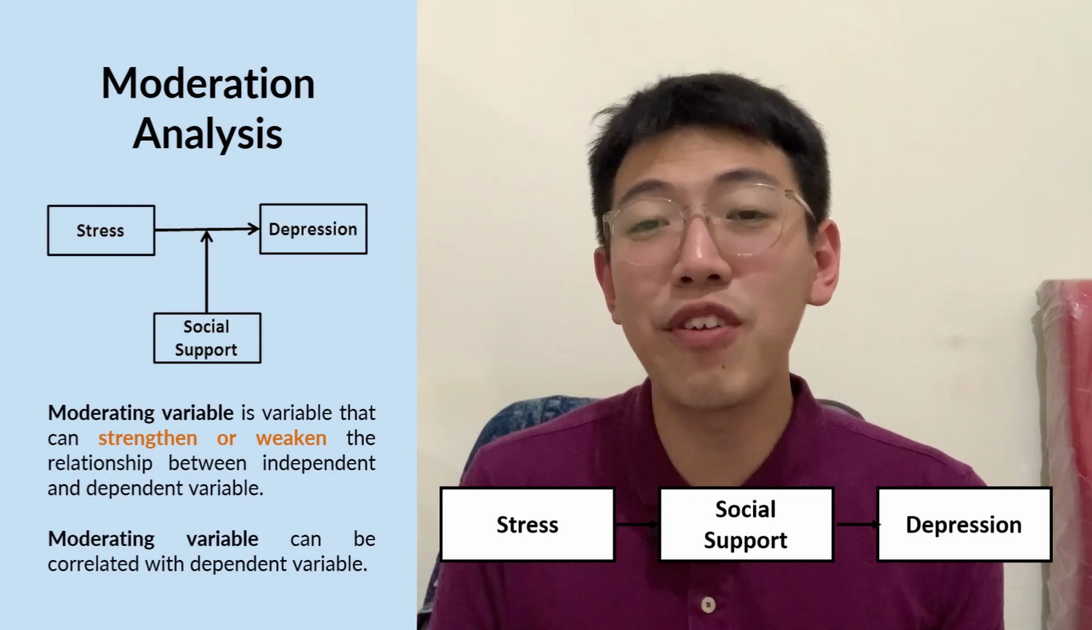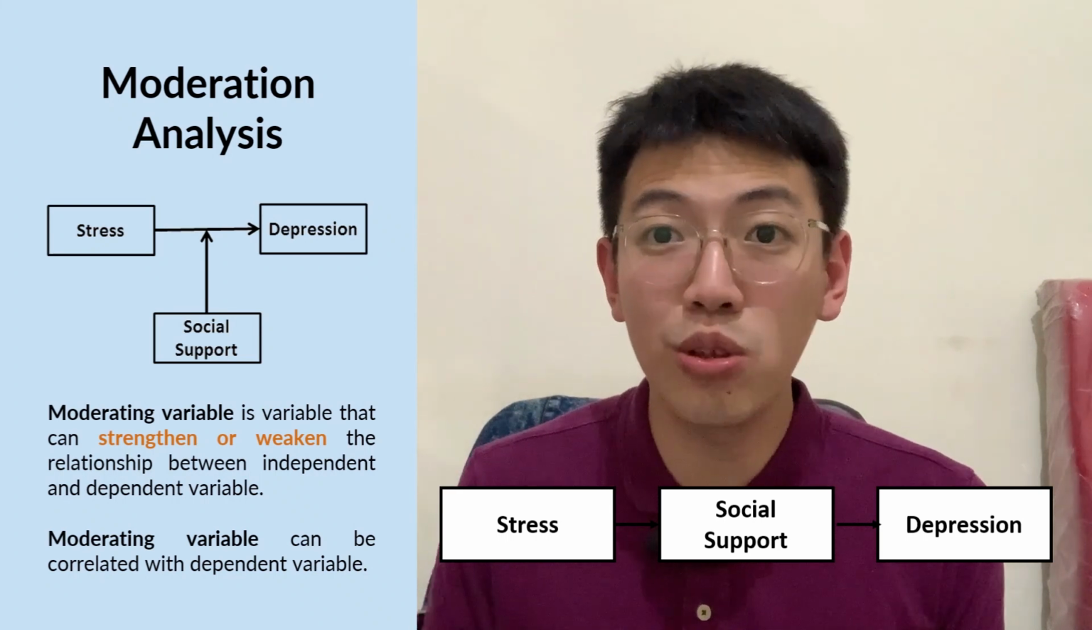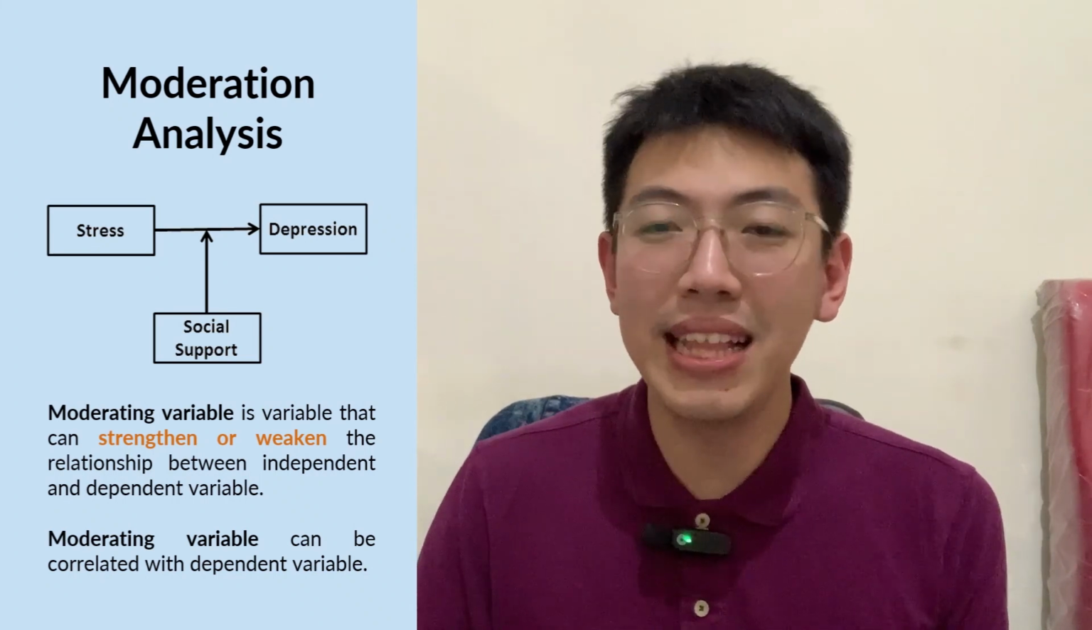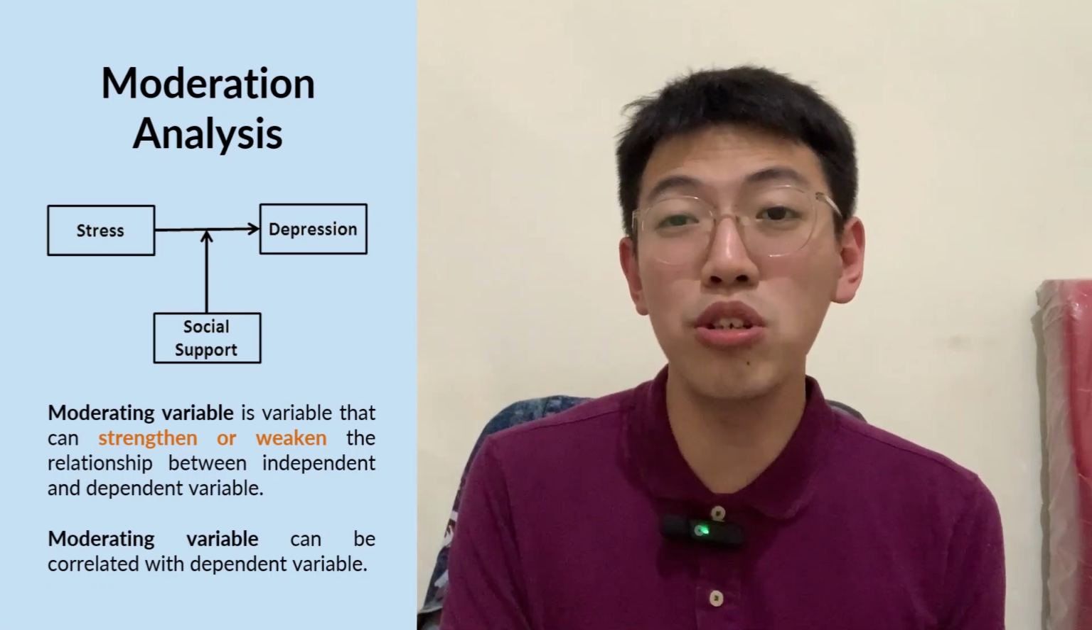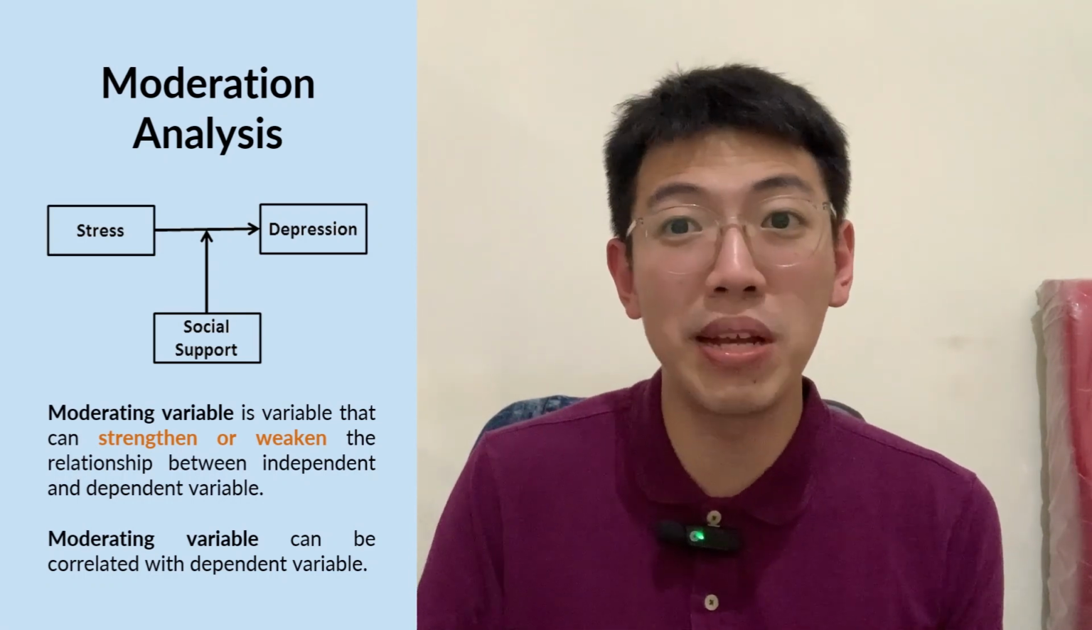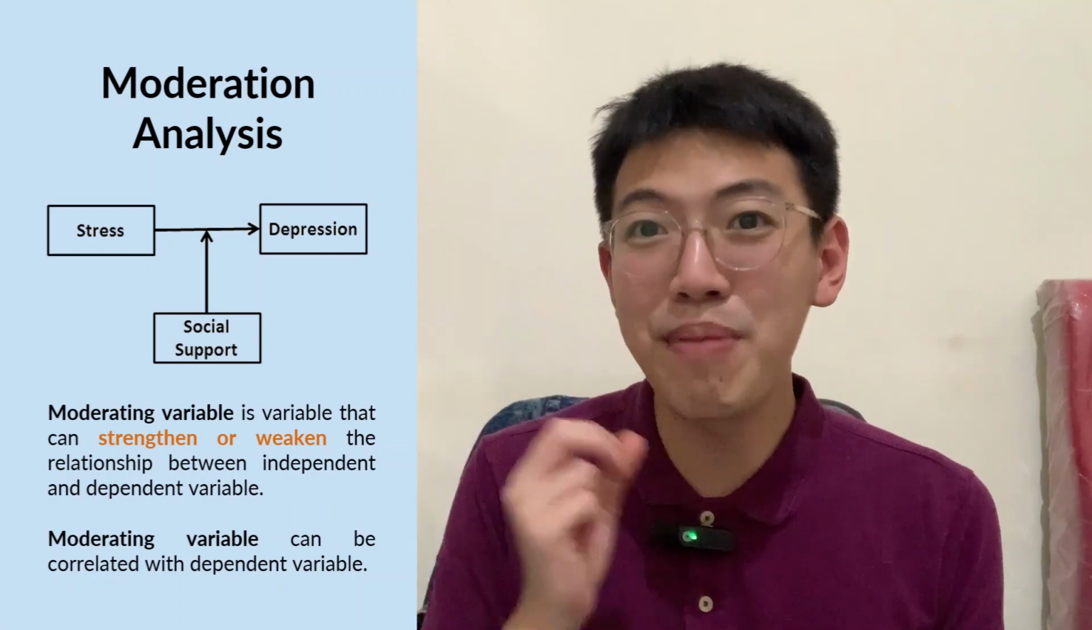However, moderating variable can be correlated to dependent variable. In this case, can social support affect depression? Yes, with the social support, the depression possibility will be lower. Do you get my point, right?